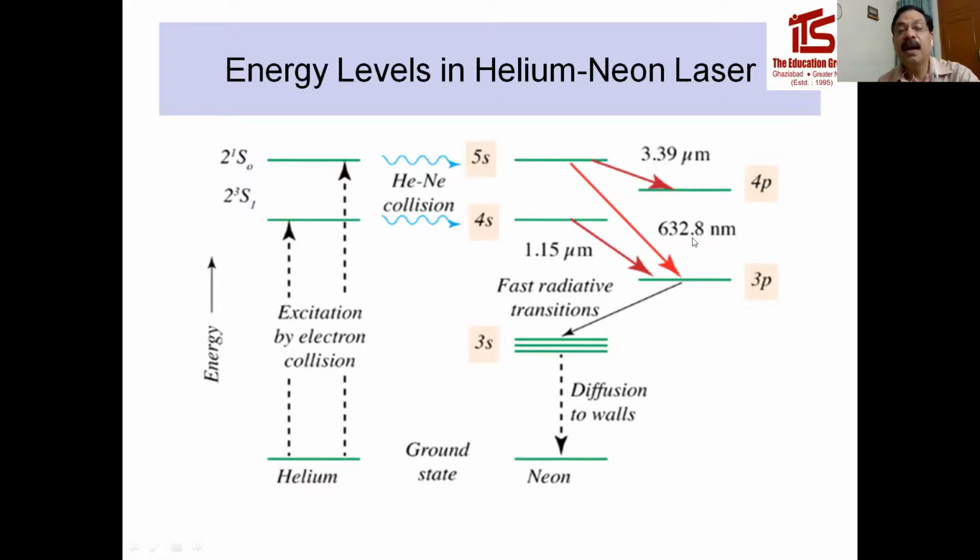632.8 nanometer, corresponding to the 5s2 to 3p4 transition. The 3p4 level is sufficiently impeded by fast radiative decay to the 3s state. Here is the 3s state. In this energy level diagram, this is the 3s state, eventually reaching the ground state, right?